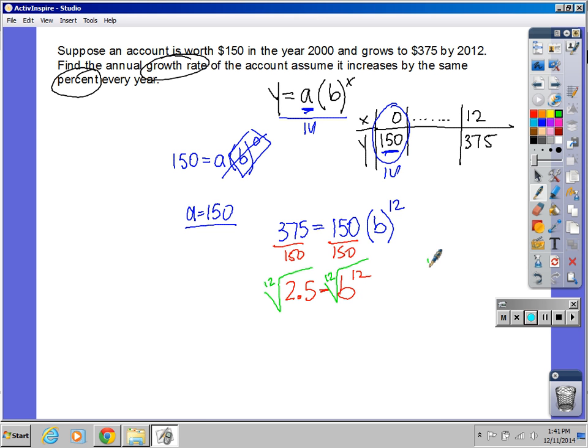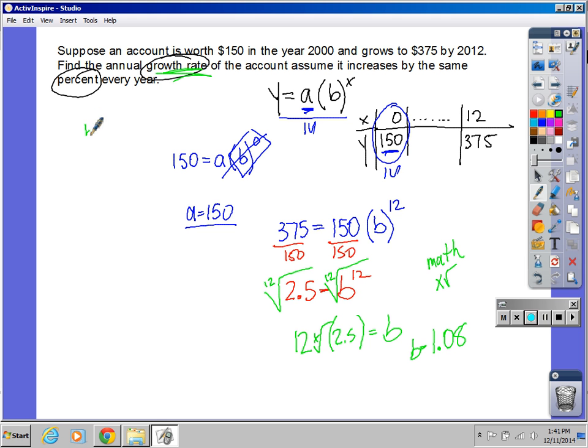So on your calculator, that's math, x root. Okay? So we would type in 12 first, and then math, x root, and then 2.5. And when I do that, it gives me the b value that I'm looking for, which is 1.08. So how does that tell me my growth rate or my interest rate?